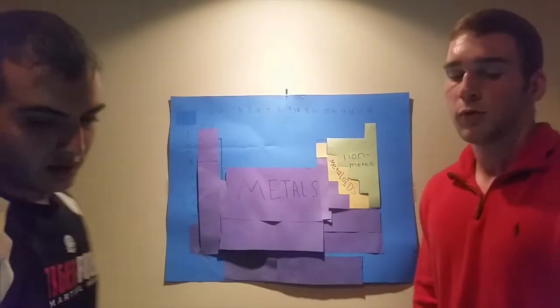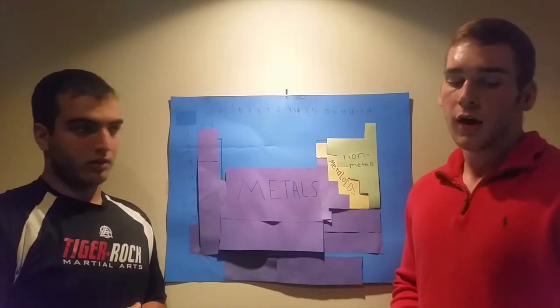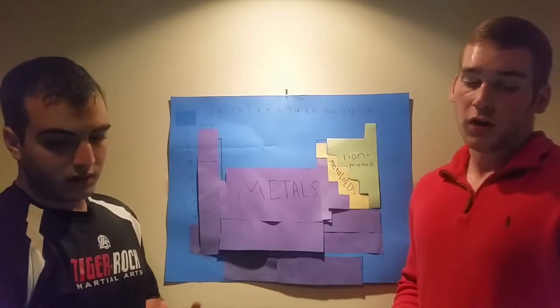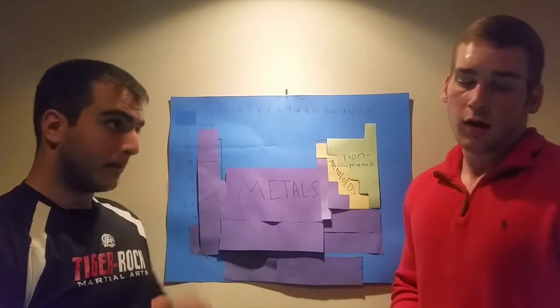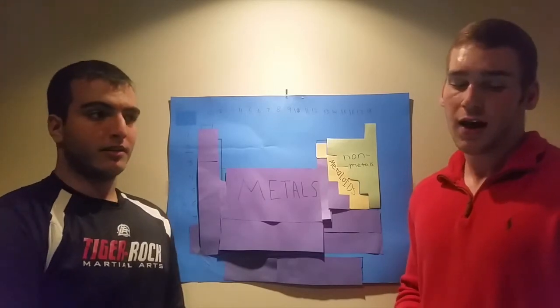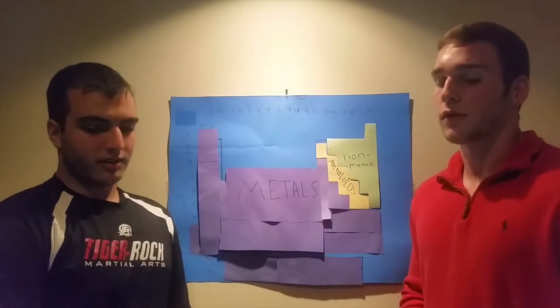The physical and chemical properties of metals are that they're good conductors of heat and electricity. They're malleable, which means they're capable of being hammered into thin sheets. They're ductile, capable of being drawn into wires. They have luster, which means they're shiny. They typically lose electrons in chemical reactions, so they're oxidized. They have a high density, a high melting point, and they also corrode easily.